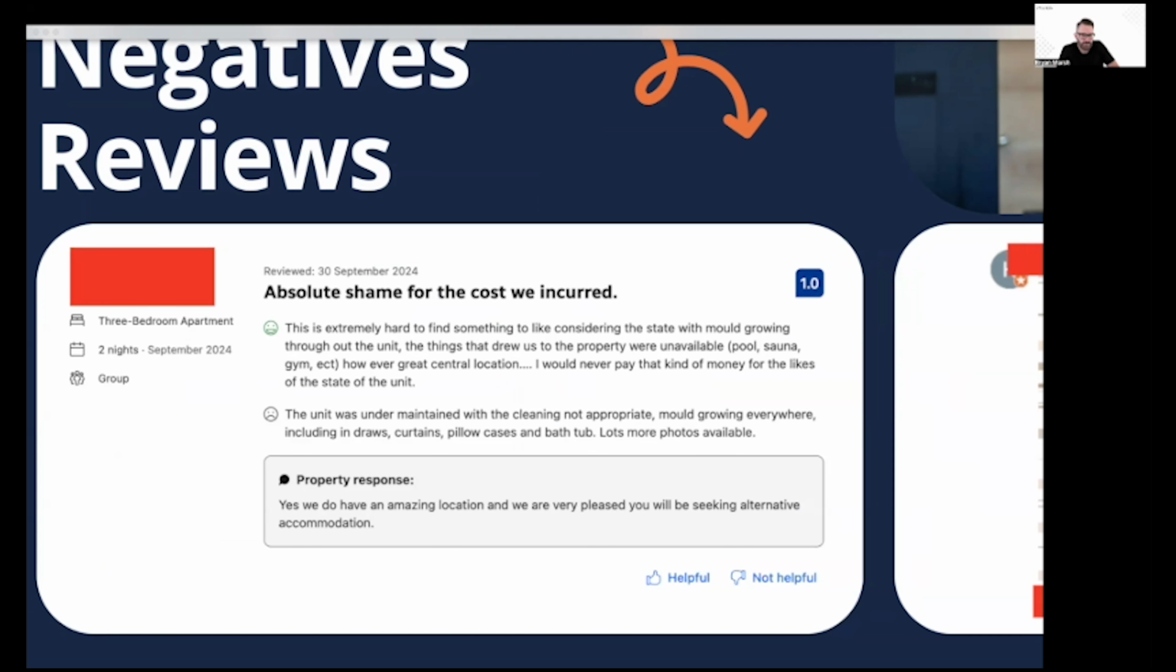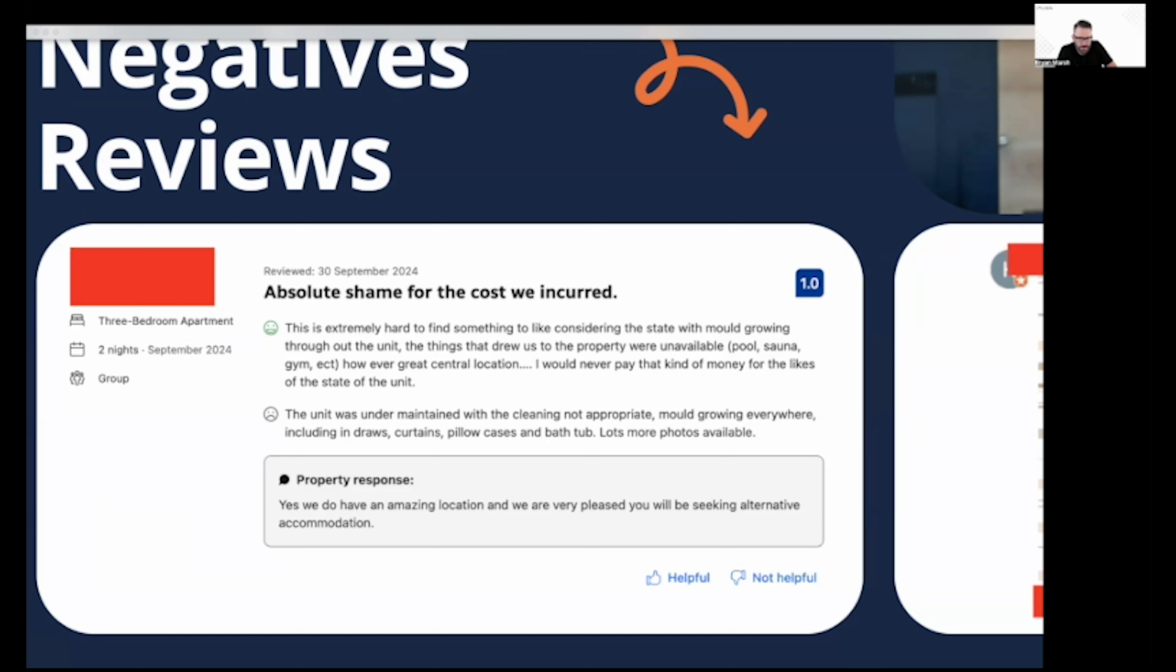Absolute shame for this, for the costs we incurred. This is extremely hard to find something to like considering the state, the mold growing through the unit. The things that drew us to the property were unavailable: pool, sauna, gym, etc. However, great central location. I would never pay that kind of money for the state of the unit. The unit was under maintained with cleaning not appropriate, mold growing everywhere. This includes drawers, curtains, pillowcases, bathtub, lots more photos.